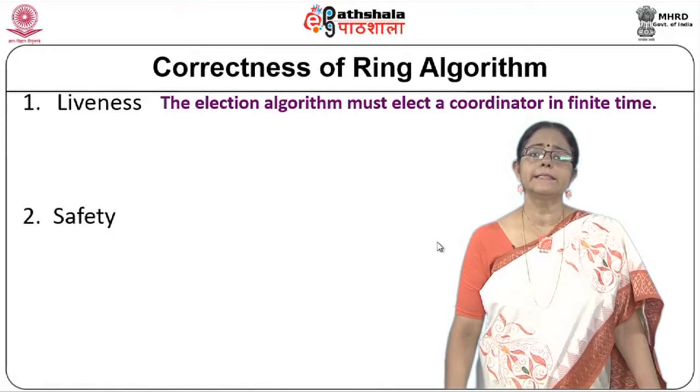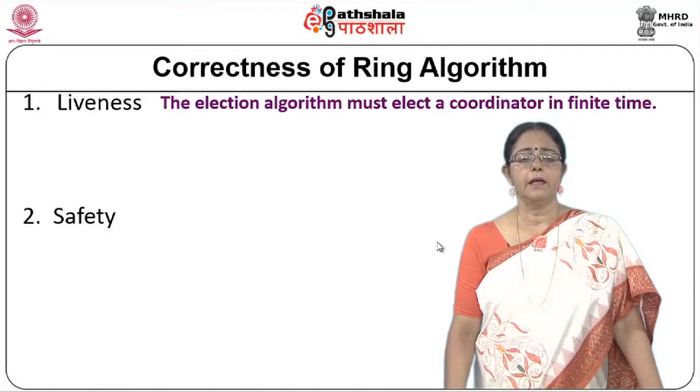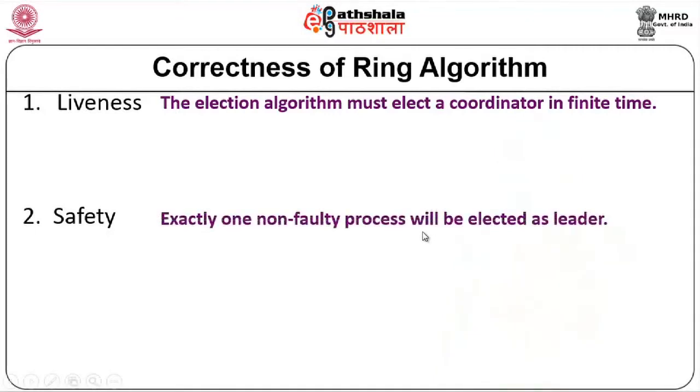And the second correctness criterion is safety, and in safety we say that exactly one process will be elected as a leader. So, these are the two correctness criteria which we have to verify for our ring algorithm.